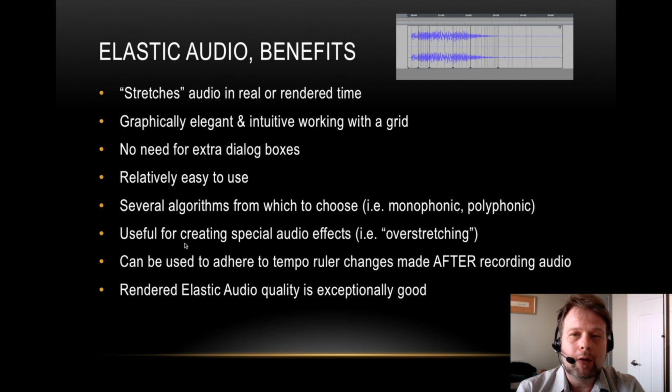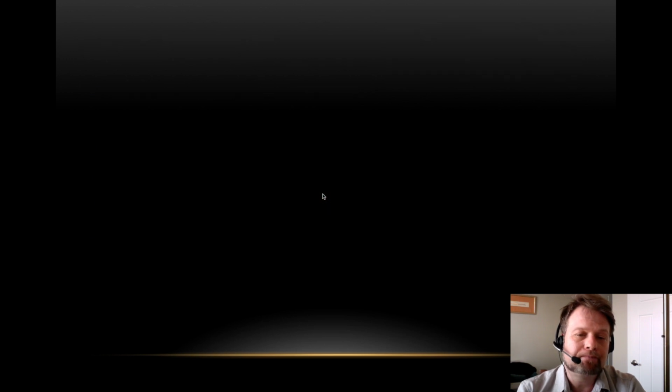Useful for creating special audio effects, so we can do an overstretch, in which case some of the audio here will turn kind of a pinkish color, and that could be really useful for trying to create a stretched low tone, for example, like a big boom. We can use Elastic Audio to adhere to tempo ruler changes made after recording the audio. This is really useful if we needed to change the tempo of a piece of music or session to 110 beats per minute after it had already been recorded at 102 beats per minute. And the quality, dependent upon the algorithm that you're using, is very good for Elastic Audio.